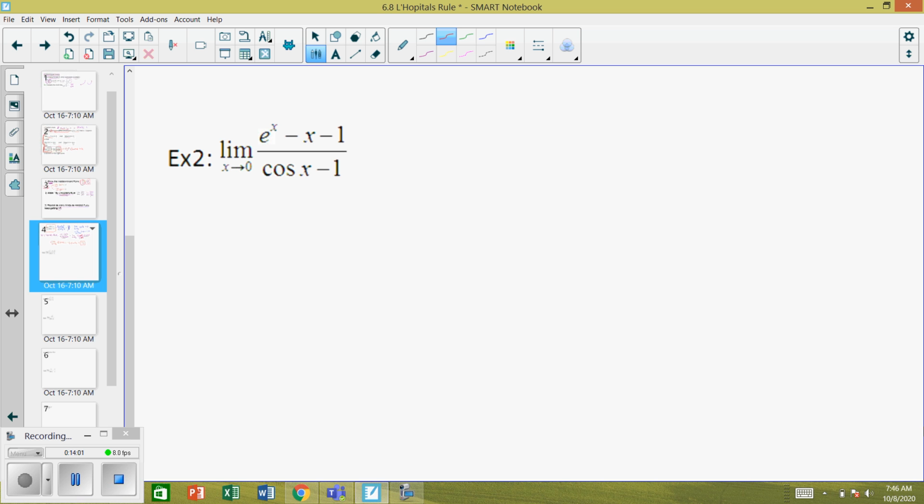So we start by plugging it in, seeing what we get. If I plug 0 into this, e to the 0 is 1, anything to the 0 is 1, minus 0 minus 1 over cosine of 0 is 1, minus 1. And we get 0 over 0. Sometimes I'll even erase that, but that's just my own scratch work to see if I got the indeterminate form. Remember how they like to see it.